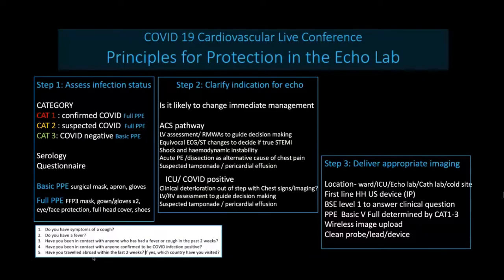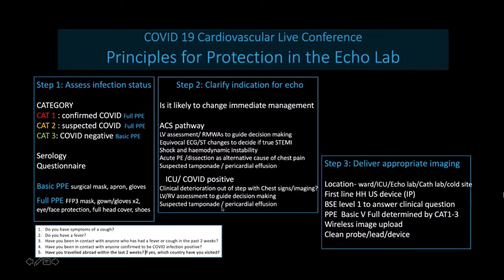Have they been exposed in the recent couple of weeks? So we'll ask specific questions like, does the patient have a cough, a fever, or have they been in contact with anyone with those symptoms, or indeed COVID positive in the last 2 weeks? We'll also ask if there's been travel in the last 2 weeks, although less of an issue now because we're almost in near lockdown. So once we've established the risk and we've categorized the patient 1, 2, or 3, the second step is then to clarify the indication for the echo.